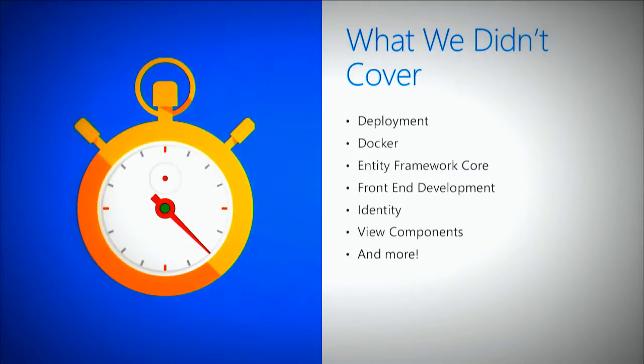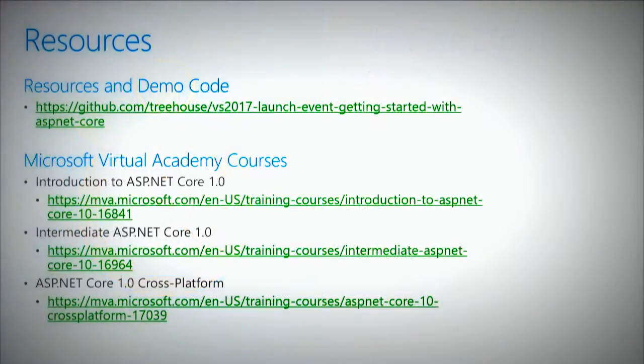So what didn't we cover? We didn't cover deployment. We didn't cover Docker. We didn't cover Entity Framework Core, which is a new lightweight cross-platform version of Entity Framework. We didn't cover front-end web development. Identity, view components, there's a lot more to this. But there are great resources. All the resources and demo code that I showed you today, plus some extra stuff that we didn't even get to, is available at this GitHub repo.